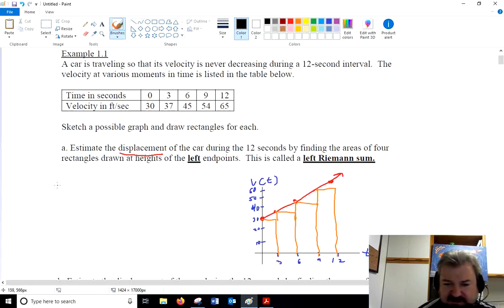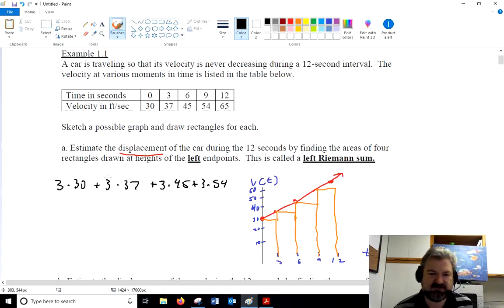Okay, so I'm going to say that if I add up all these rectangle areas, that will be an approximation of the displacement. So the first rectangle has a base of 3 and a height of 30. The second has a base of 3 and a height of 37. The third was also a base of 3 and a height of 45. And then we have a base of 3 and a height of 54. Notice I didn't use the 65 because that was a right endpoint.